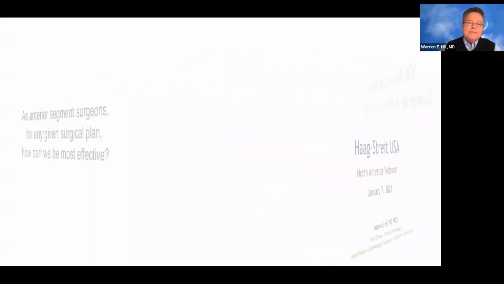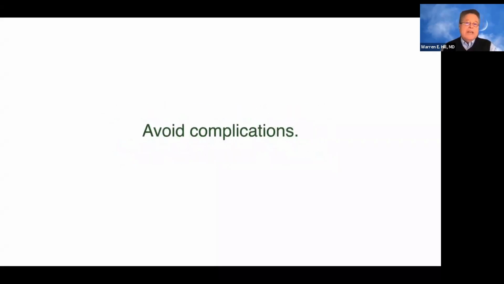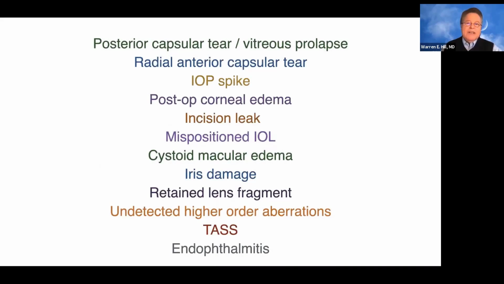So really, as anterior segment surgeons, for any given surgical plan, how can we be the most effective? In other words, what do we want more than anything? Well, we want to avoid complications. And when we think about complications for cataract surgery, the standard list comes up: posterior capsular tear, vitreous prolapse, IOP spike, perhaps a dislocated IOL, CME, retained lens fragment, TASS, heaven forbid, endophthalmitis.